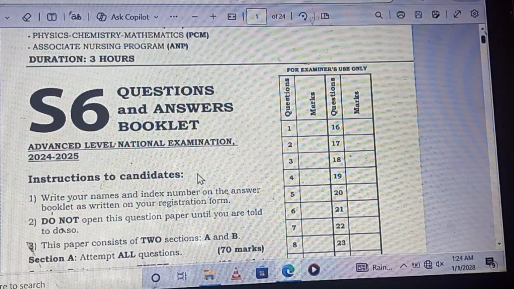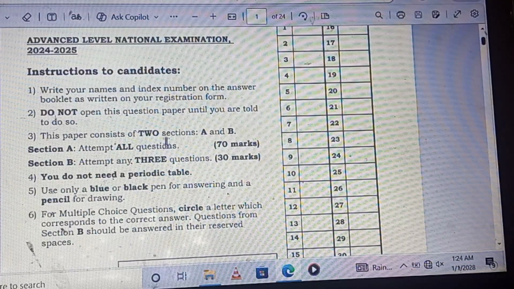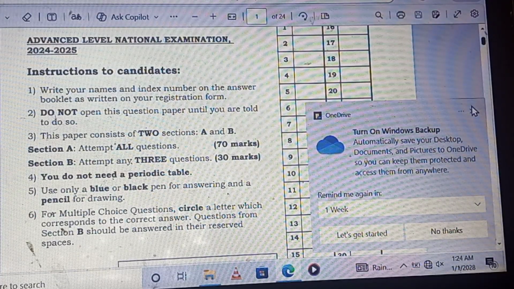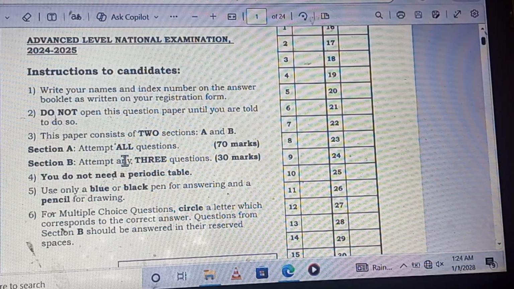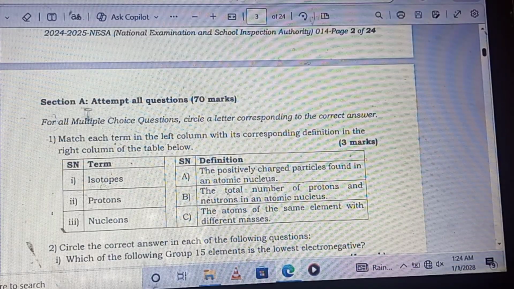This Senior 6 Chemistry National Examination question paper has instructions to the candidate, the main one in number 3. This paper consists of two sections, A and B. Section A, attempt all questions. Section B, attempt any three. Start on Section A, attempt all questions. For all multiple choice questions, circle the letter corresponding to the correct answer.